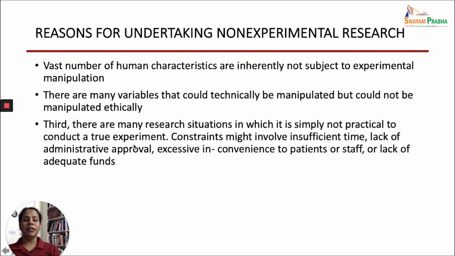The third one is, there are many research situations in which it is simply not practical to conduct a true experiment. Sometimes the variables we can manipulate ethically, and it is also right to manipulate them, but there are so many constraints that it is not easy to conduct experimental research designs. Because of those constraints, we may have to go for non-experimental research designs. So what constraints may there be? It may be insufficient time, or lack of administrative approval. Many times, particularly in clinical studies, administrative approval is very difficult.